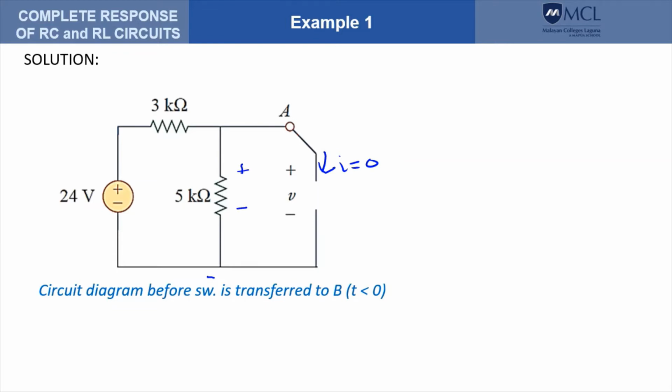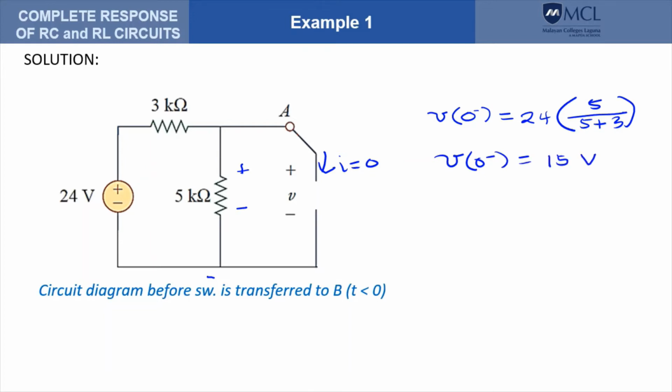So the voltage of the capacitor just before t equals 0 can be computed as a voltage divider across the 5 kilo ohms. That would be 24 times a factor, which is 5 kilo ohms divided by 5 plus 3. And that should give us 15 volts. Let us also include the current. Here this should be 0 amperes.